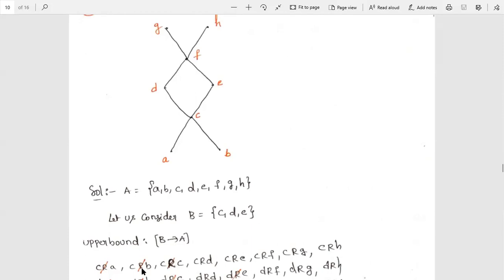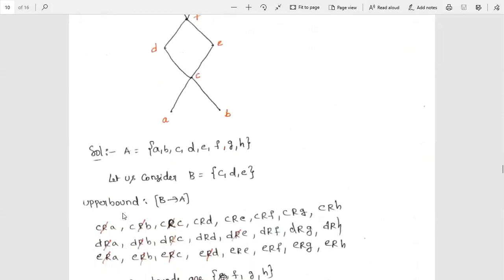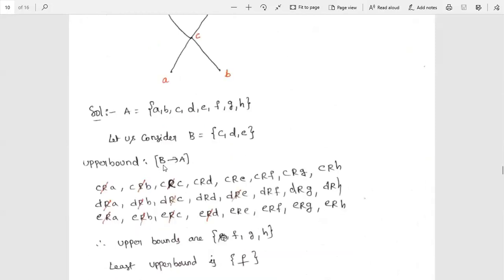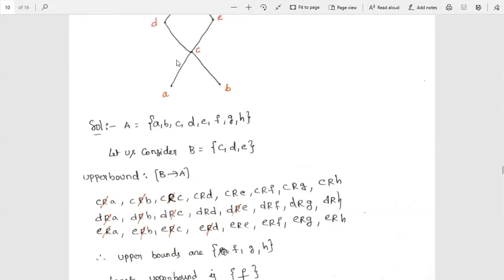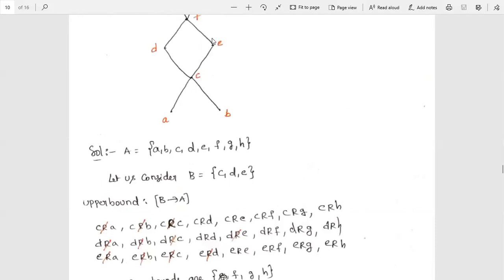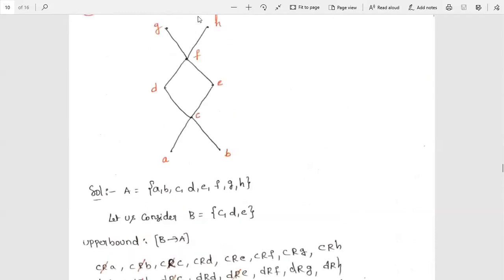For this particular Hasse diagram, we have to find the upper bound, lower bound, least upper bound, and greatest lower bound. Okay. So we compare B elements with all the elements of A. So B elements are C, D, E. C is not related to A, C is not related to B, and C is related to D, and C is related to E. C is related to F, and C is related to G, and C is related to H.